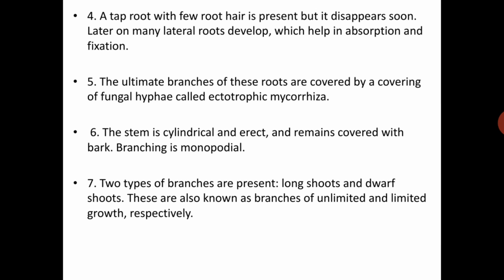The stem is cylindrical and erect and remains covered with bark. Branching is monopodial. So the stem is erect, cylindrical and covered with bark. Secondary growth occurs in the stem. Two types of branches are present here. One is a long shoot and another one is a dwarf shoot. They are also known as branches of unlimited and limited growth. Right? You may call them long shoot or dwarf shoot, or otherwise call them unlimited or limited growth.